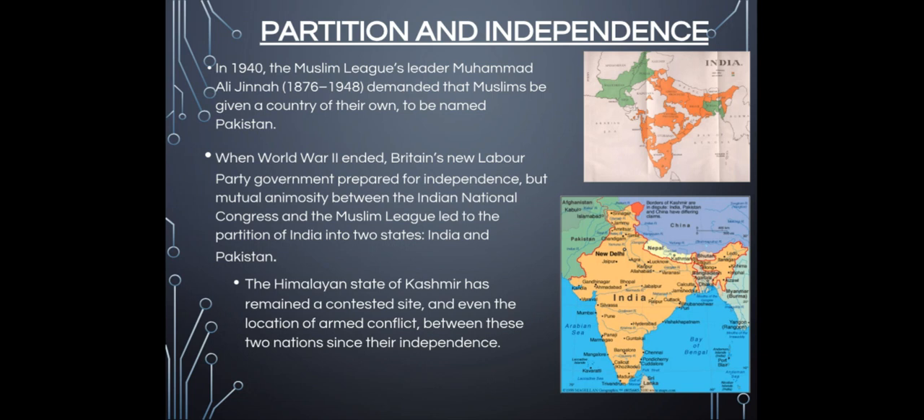Partition and independence were accompanied by violence between Muslims and Hindus, and by massive flows of refugees as Hindus left predominantly Muslim areas and Muslims left predominantly Hindu areas. The Himalayan state of Kashmir has remained a contested site, and even the location of armed conflict between these two nations since their independence. In the same year as Indian independence in 1947 and the partition, that is also the same year that Gandhi would be assassinated.